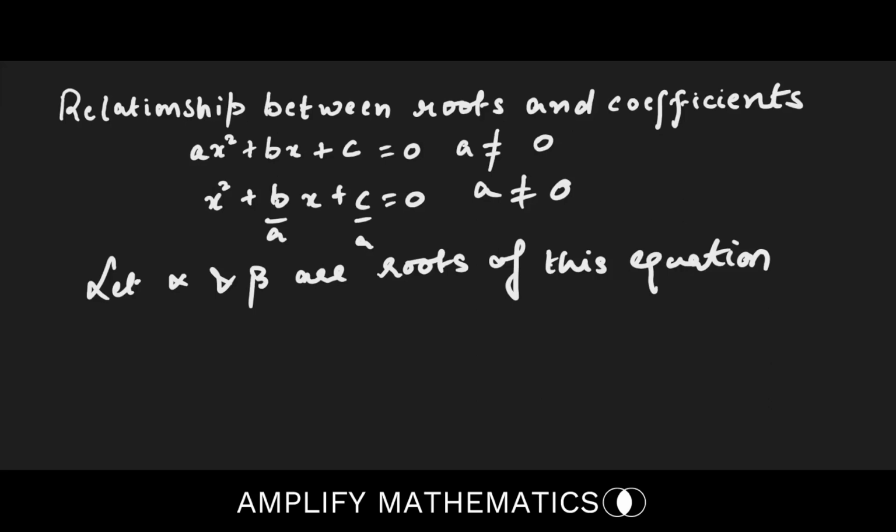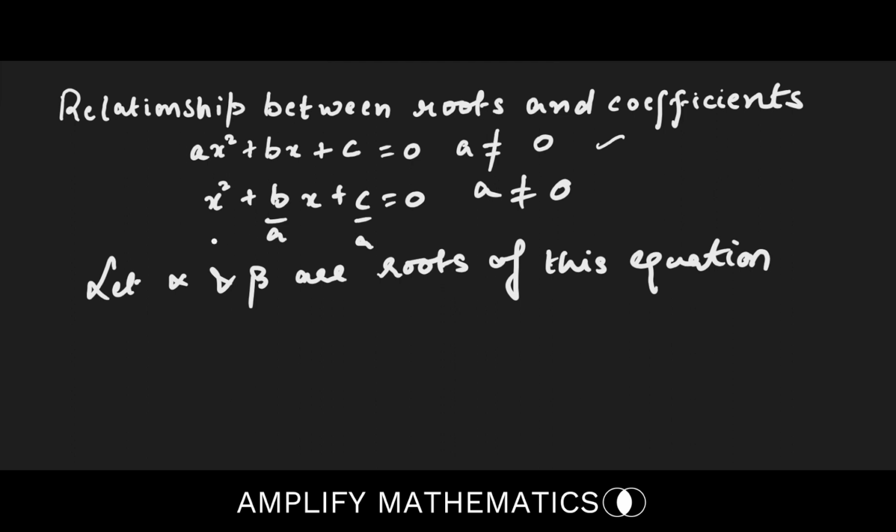Hello mathematicians, in this video we are going to study the relationship between the roots and coefficients of a quadratic equation. So let's write down the standard form of the quadratic equation, which is ax square plus bx plus c equals to 0, where a is not equal to 0. And since a is not 0, we can divide the entire equation by a and we can get the final equation where the coefficient of x square is 1.